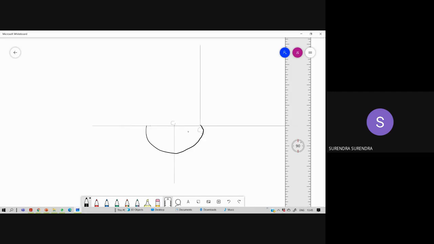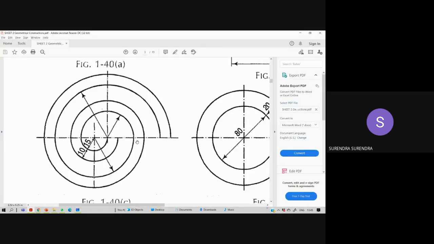Next, C1 as center, 25 mm radius, draw one more semicircle. These two. First, second.